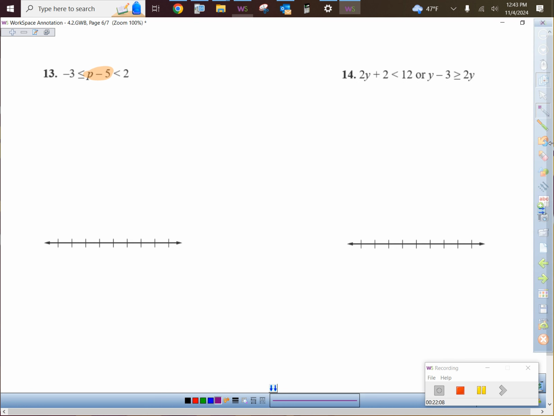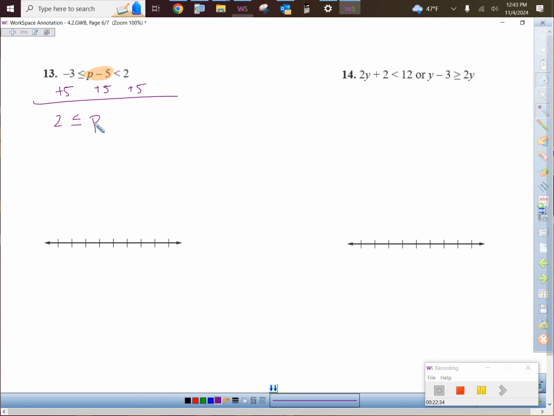There's actually 3 places. You got to add 5 to all 3 places. So we'll do it here, we'll do it here, and we'll do it here. Are you cool that there are 3 zones? There is a left, there is a right, and there is a middle, right? So we got to add 5 to all 3 places. So this would become a 2. The symbol does not switch because we did not multiply or divide by a negative.